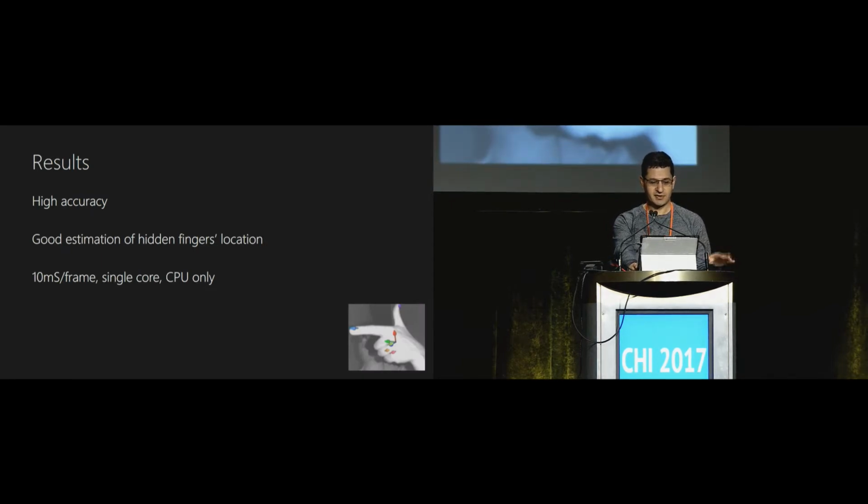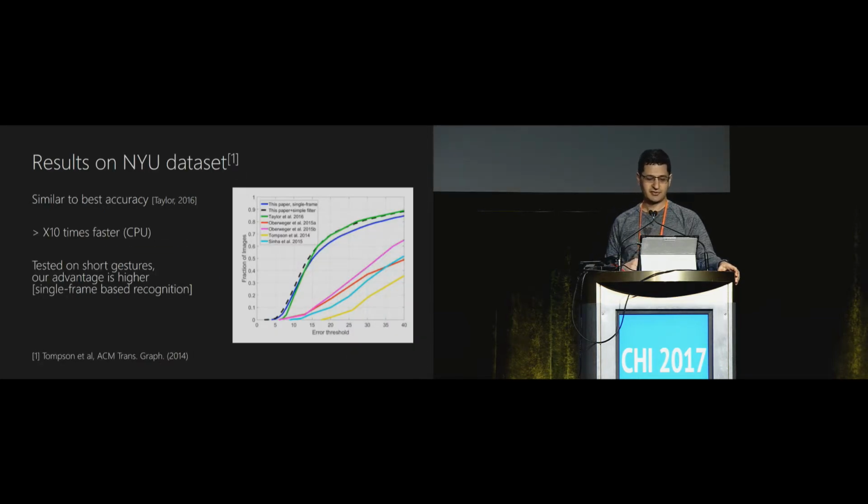So we end up with high accuracy. We are able to recognize pose in 10 milliseconds per frame, and we are also able to have a good guess where the fingers are even when they are occluded. If we compare it to the state of the art on the NYU dataset, we find that we get similar accuracy. However, we are able to do it also for short gestures, as I mentioned, single frame, and we are more than an order of magnitude faster in terms of CPU.